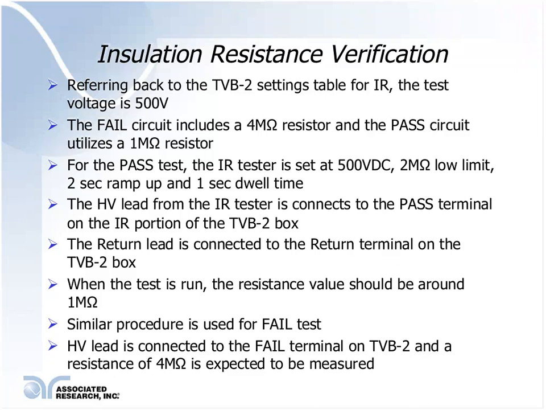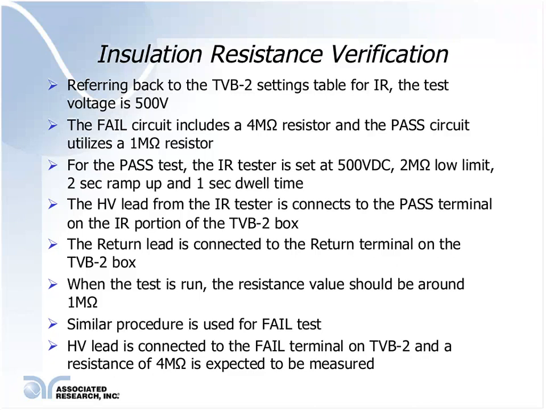We're going to refer back to that same table with the resistor and settings. If you look at that table, the IR test voltage for this example, we can start with 500 volts DC. The fail circuit, if you look at the box, includes a 4 mega ohm resistor, and the pass circuit utilizes a 1 mega ohm resistor. The IR unit would then be set for, again, like the previous test, a pass test and a fail test. The first test will be a pass test.